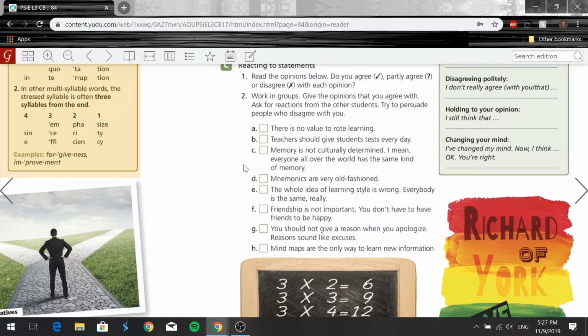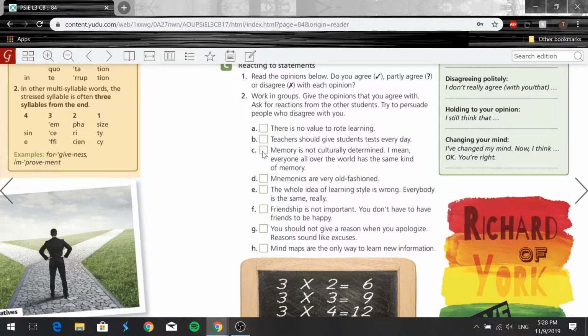C. Memory is not culturally determined. I mean, everyone all over the world has the same kind of memory. Well, I think actually I'd say I partly agree here. So memory is not culturally determined. Yes, that is true. Everyone all over the world has the same kind of memory. This is where I don't exactly disagree, but I also don't agree. What I mean by that is that although everyone has the same human body, it's not the same. It doesn't operate the same way.